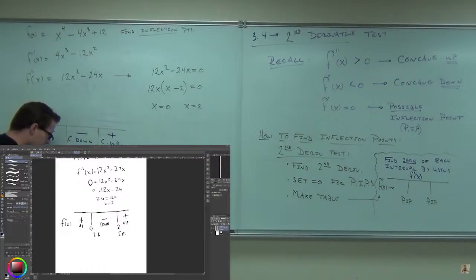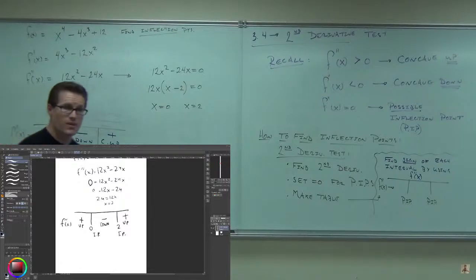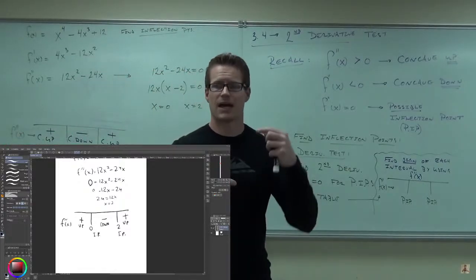By the way, is that my inflection point? That's the x value for my inflection point. Let's find the inflection points themselves. So I want 0 comma something and 2 comma something, because that's my x in the original coordinates of my function.